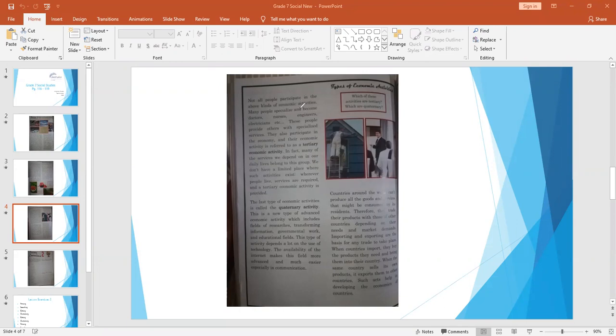Many people specialize and become doctors, nurses, engineers, electricians, etc. Etc. here means and so on. These people provide others with specialized services. So here, I want you to underline, many people specialize and become doctors, this entire sentence here, until the word services. So they specialize in services. They also participate in the economy, and their economic activity is referred to as a, underline, tertiary economic activity.